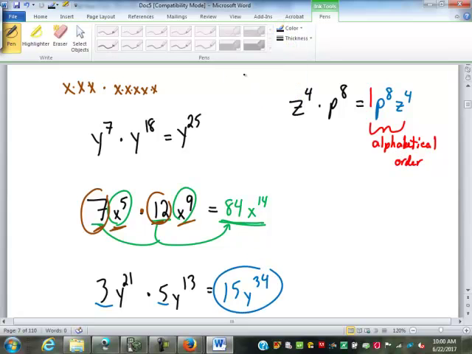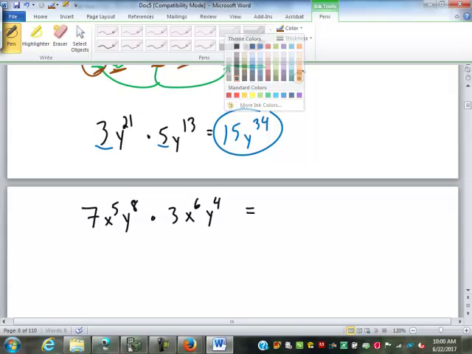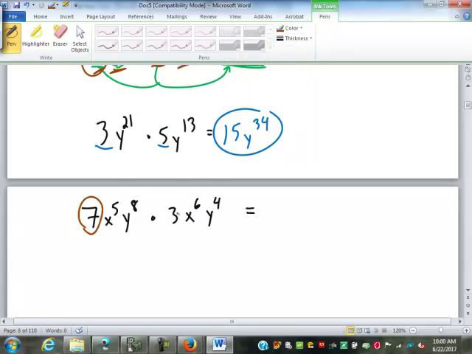What if we have more than one variable? We have 7 x to the 5th y to the 8th, times 3 x to the 6th y to the 4th. Now, we still combine the counts. 7 times 3 is 21. Now we can combine each name separately. X to the 5th times x to the 6th, x to the 11th. Good. Y to the 8th times y to the 4th, y to the 12th. Perfect.